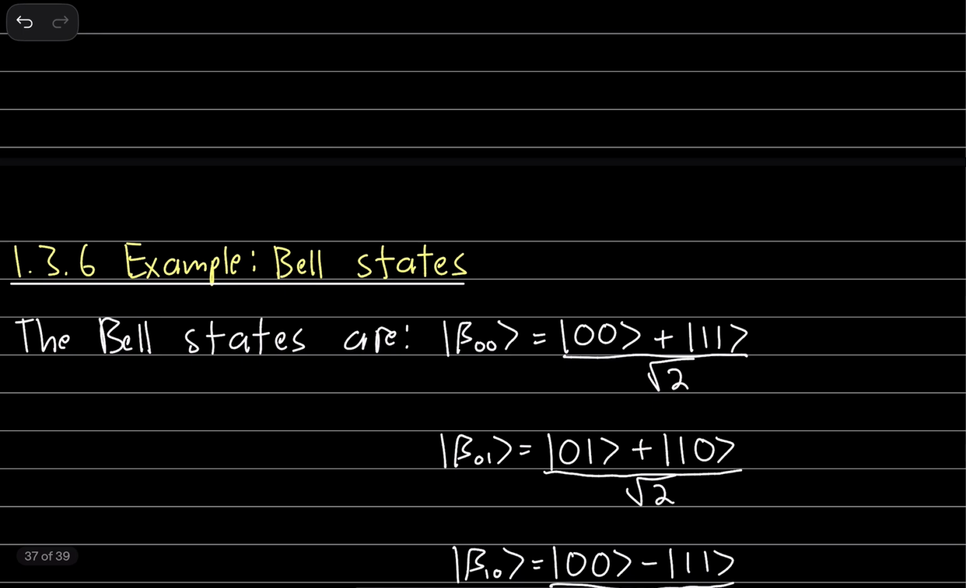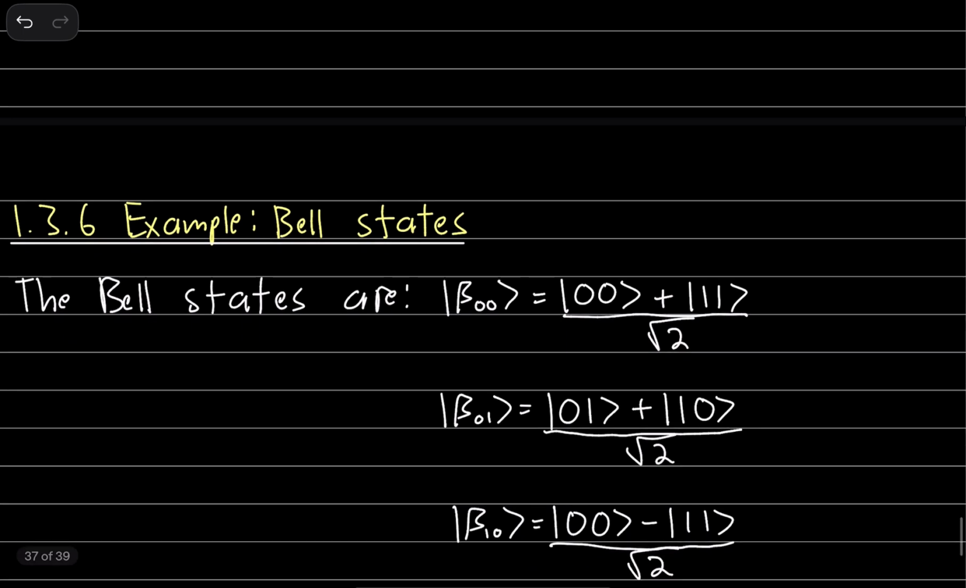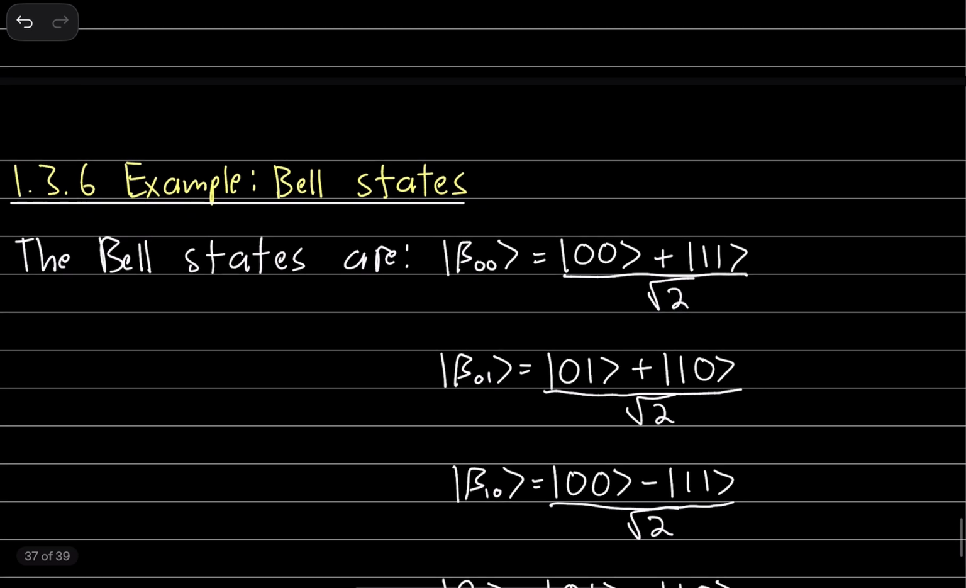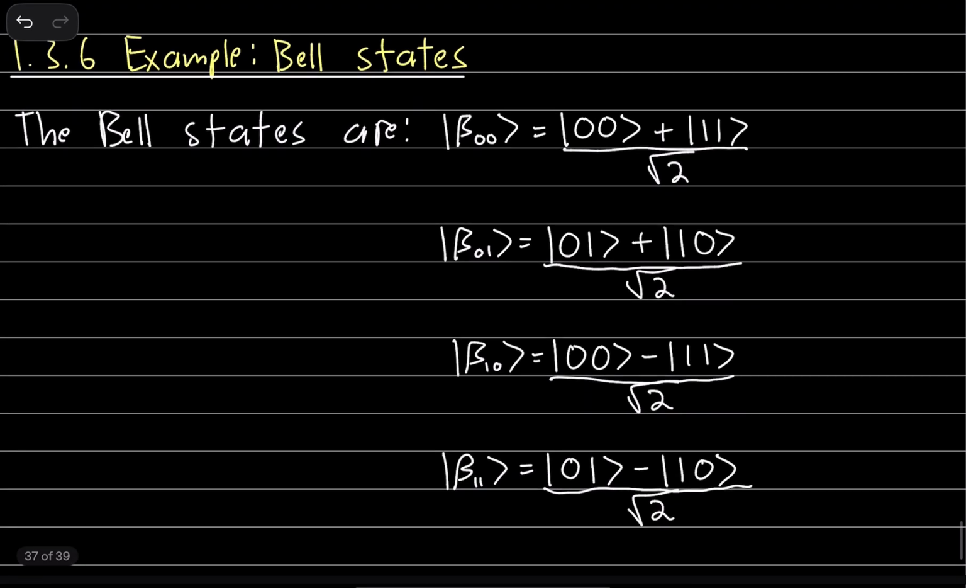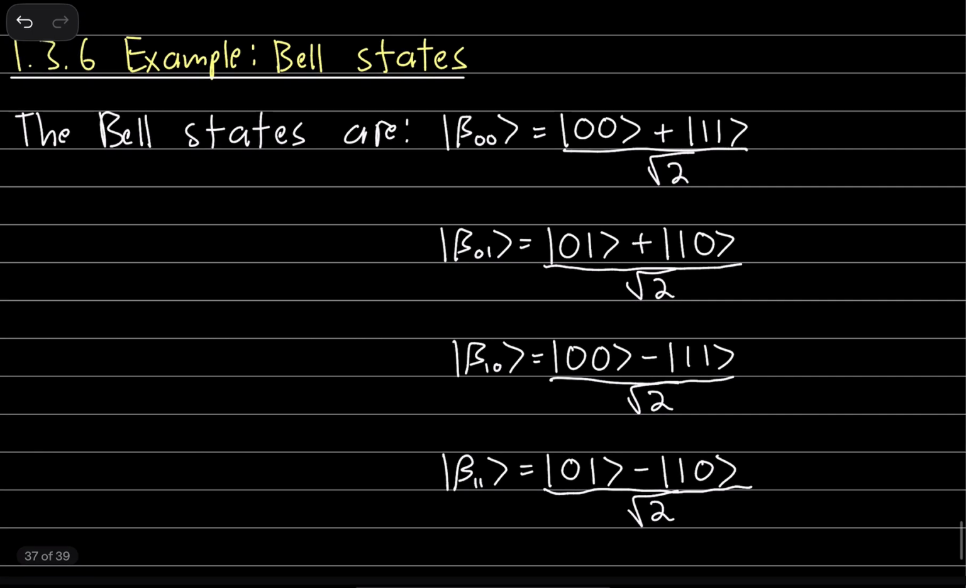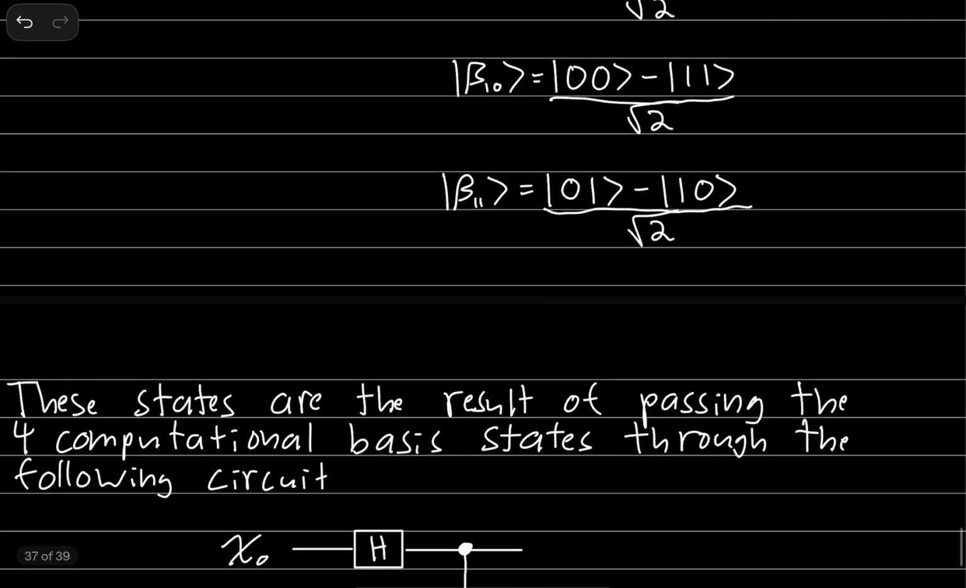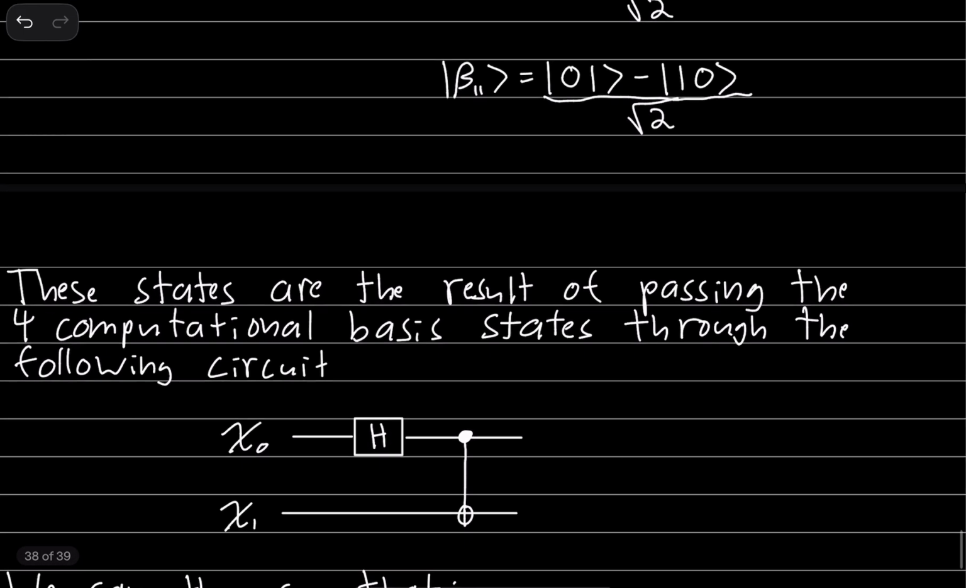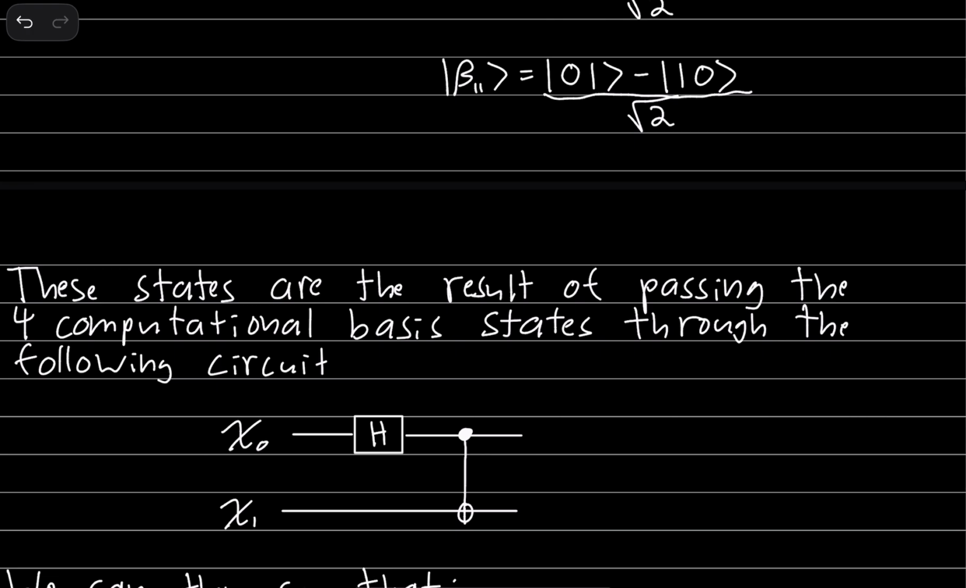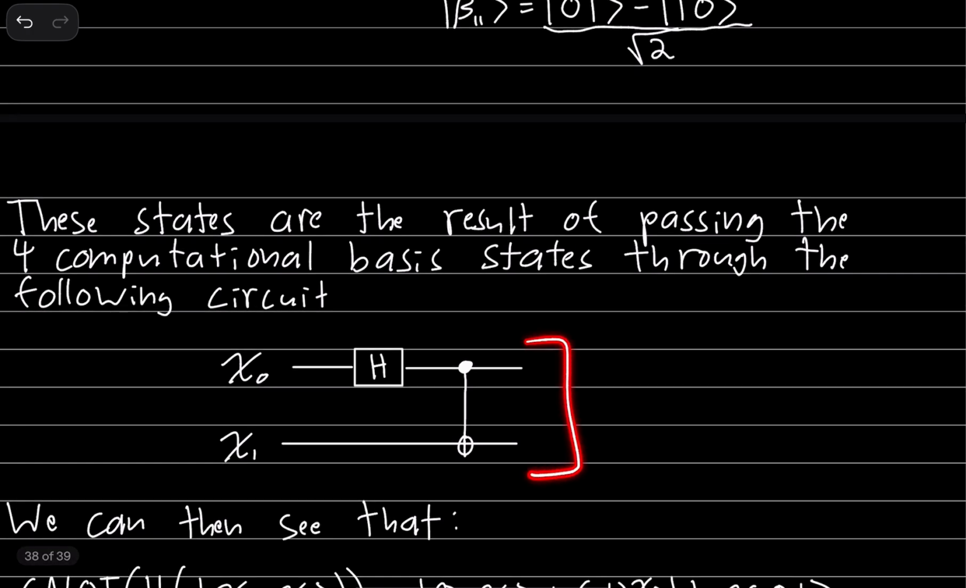I'm going to now go over the Bell states and the quantum circuit that's used to produce these states. The 4 Bell states, I listed them here. These come up a lot in quantum computing, so you'll probably be seeing these quite often. These states are the result of passing the 4 computational basis states through the following circuit. This one right here: applying a Hadamard to the top wire, and then a controlled NOT from wire 0 to wire 1.